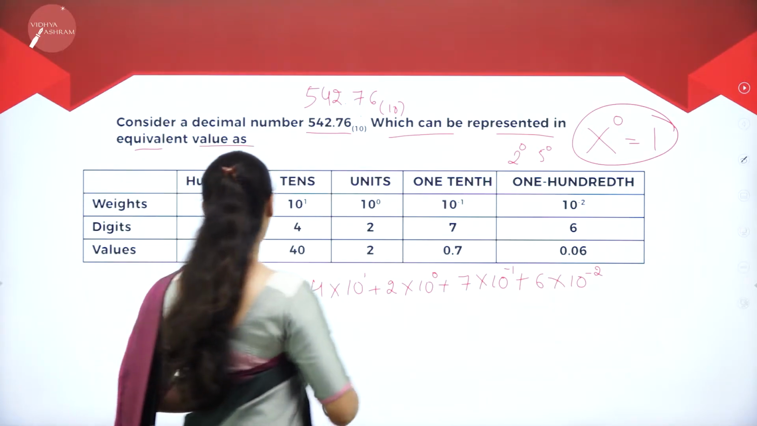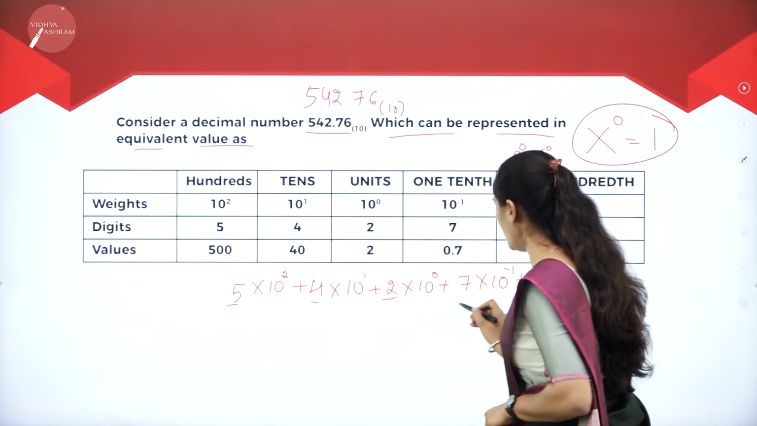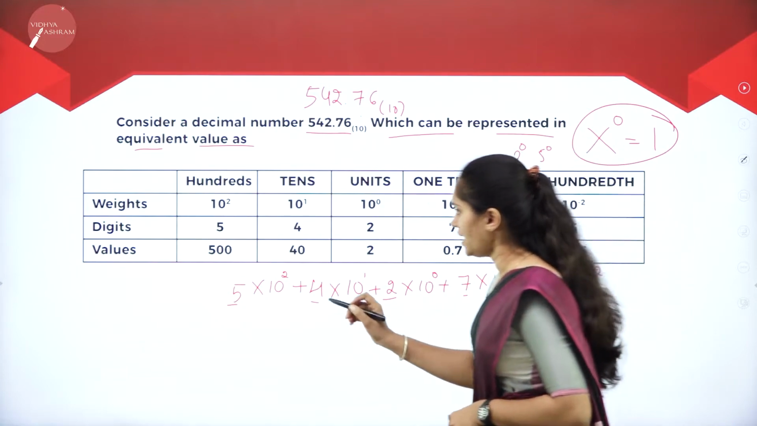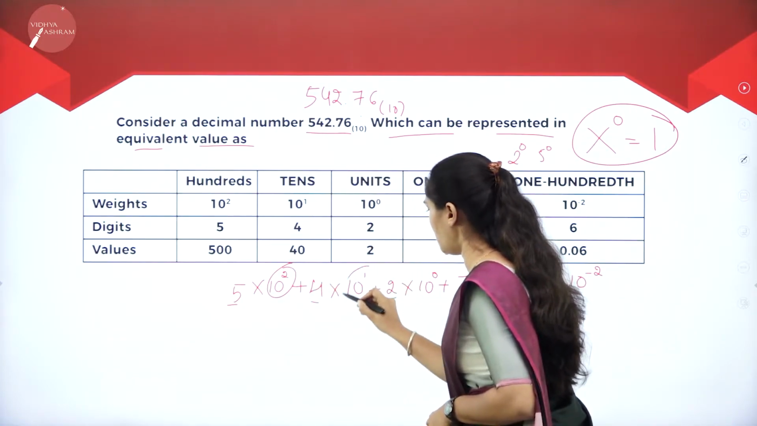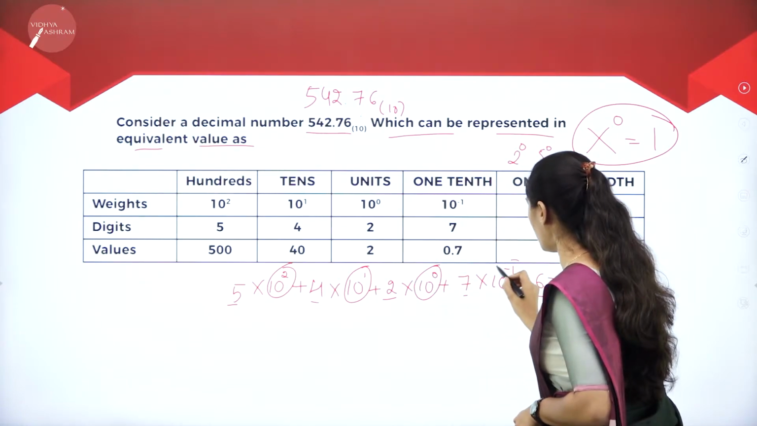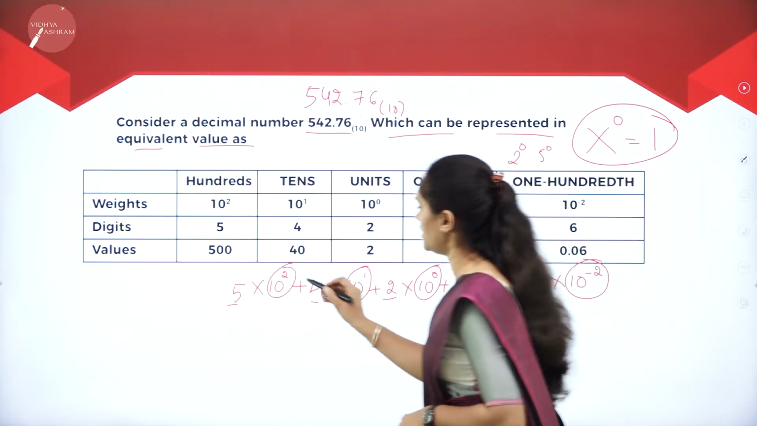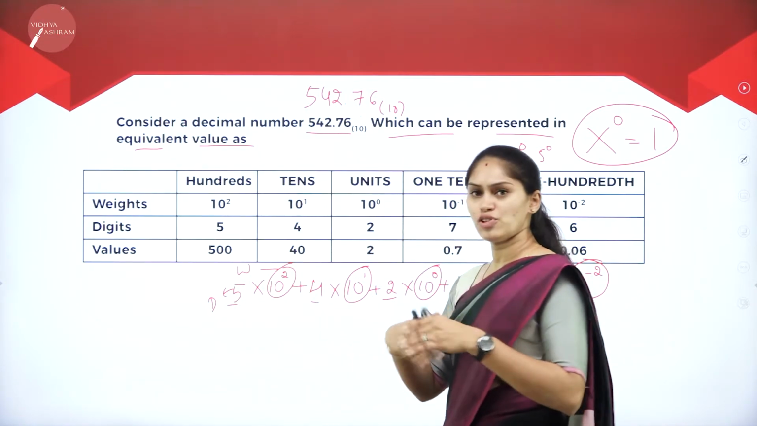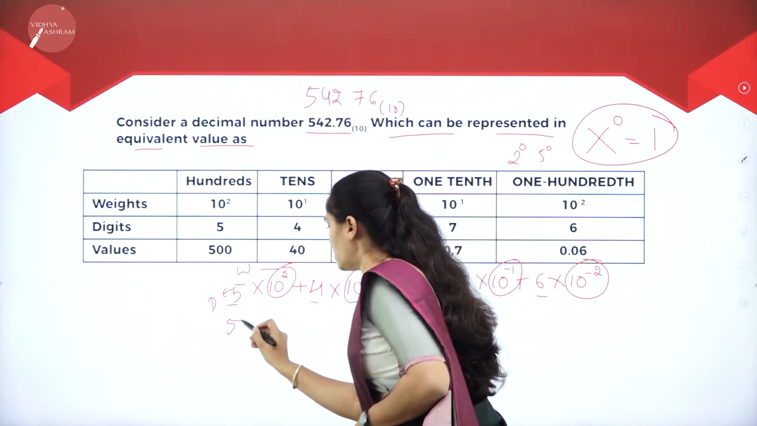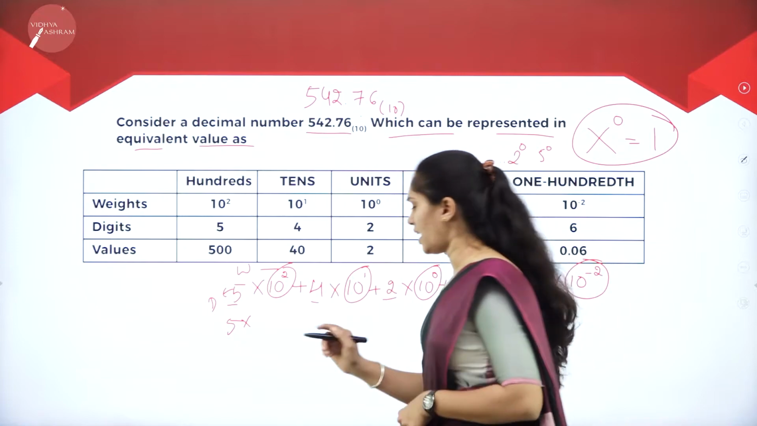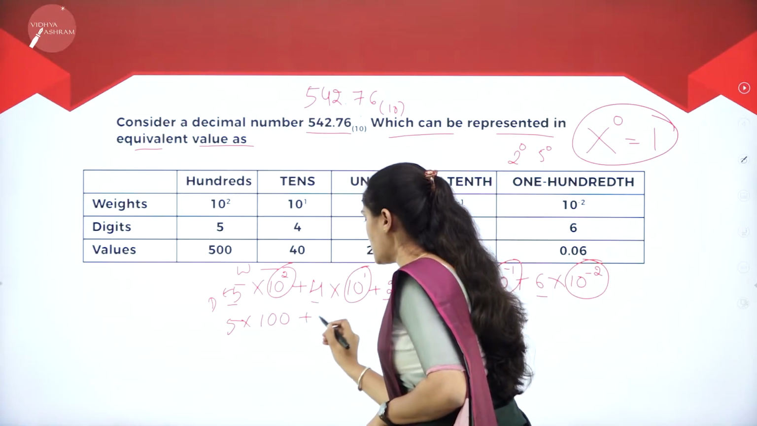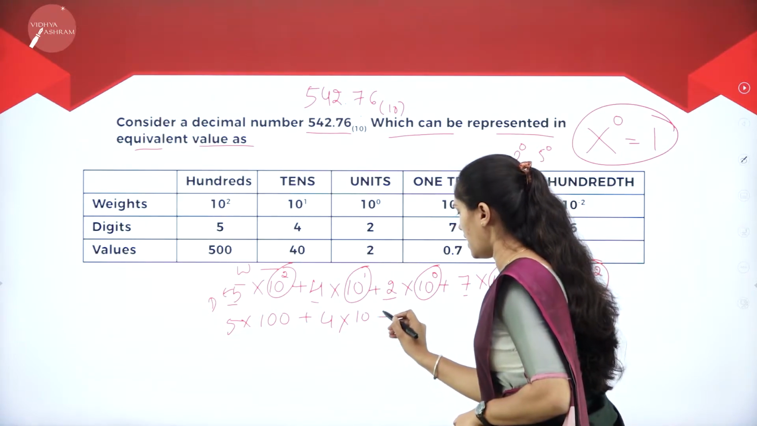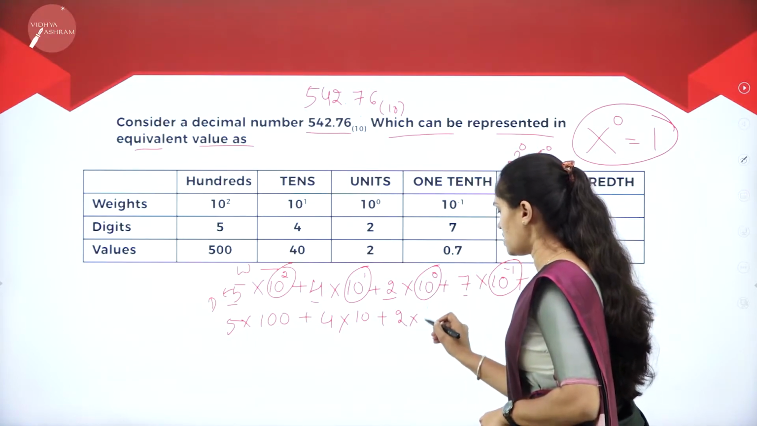So now you understand one thing. These 5, 4, 2, 7, 6 are the digits, and 10 power 2, 10 power 1, 10 power 0, 10 power minus 1 and 10 power minus 2 are the weights. So these are the digits and these are the weights. Now we have to find the value. 5 into 10 power 2, that becomes 100 times 5, plus 4 into 10 power 1. 10 power 1 is 10 itself, plus 2 into 1, since any number with power 0 is always 1.